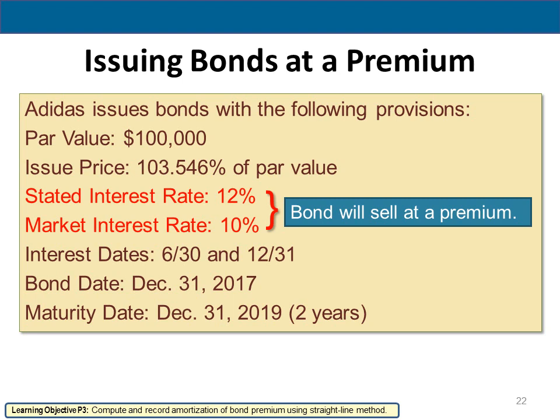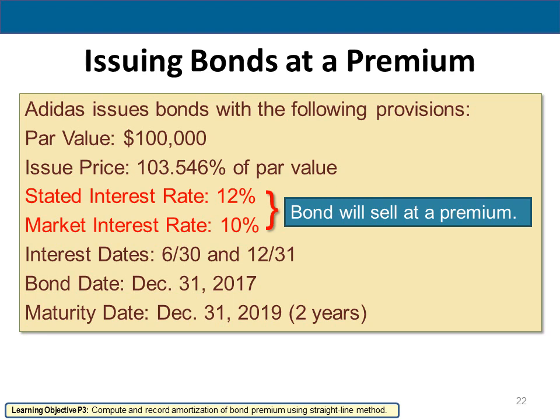Now, what happened is the stated interest rate on the bond, which here is 12%, is higher than the prevailing market rate, which is 10%. So now the company is able to sell its bond for more than its par value. When it sells this bond in the market, it will not receive the par value amount, which is 100,000. No, it will receive a value above the par value. That's because it offers an interest rate more than the prevailing interest rate.